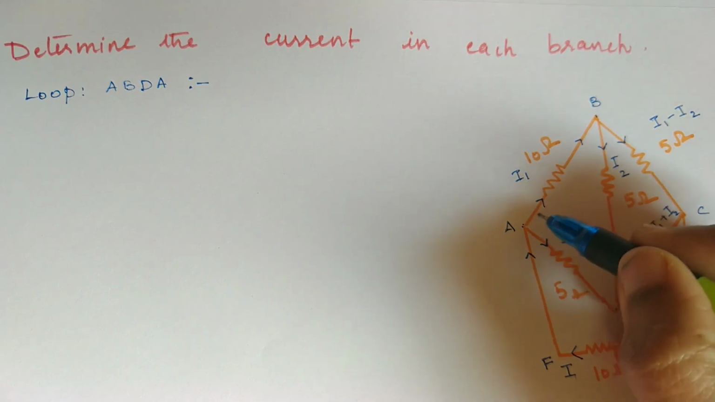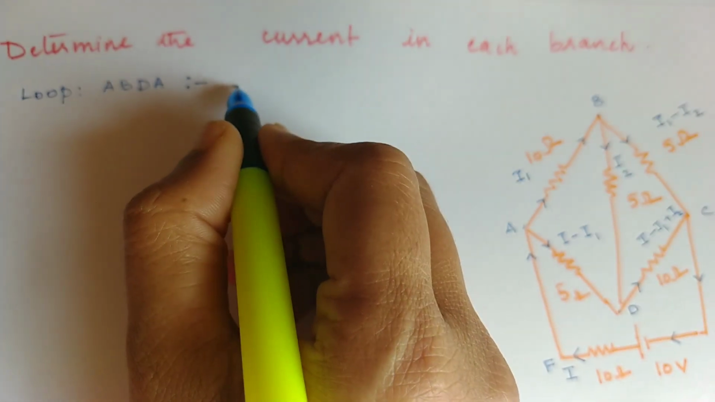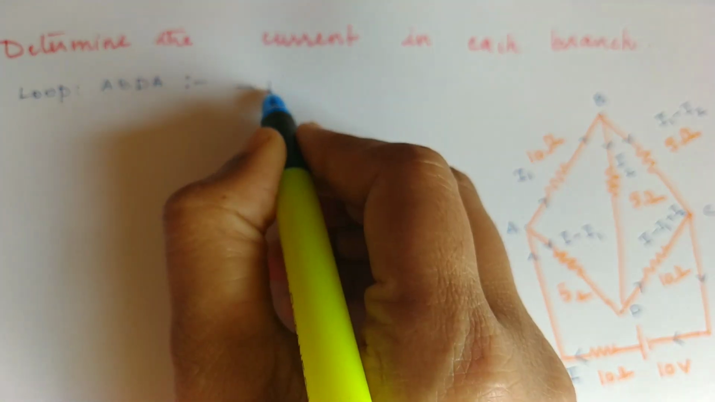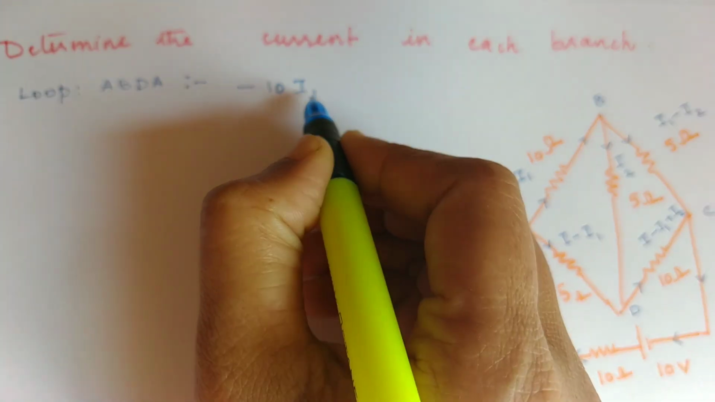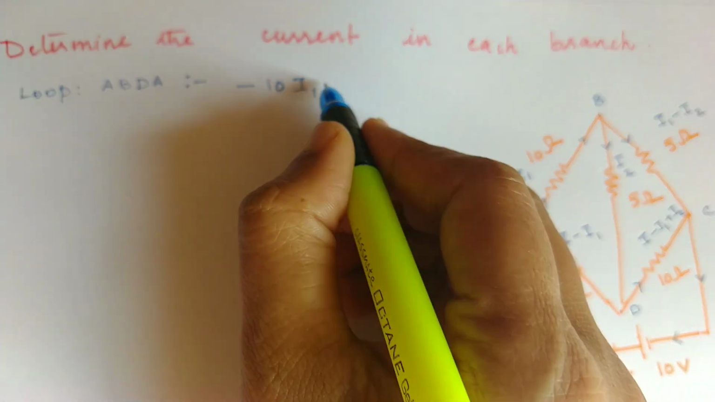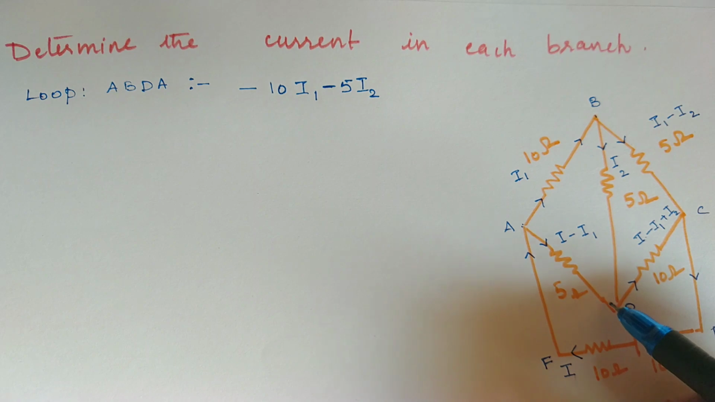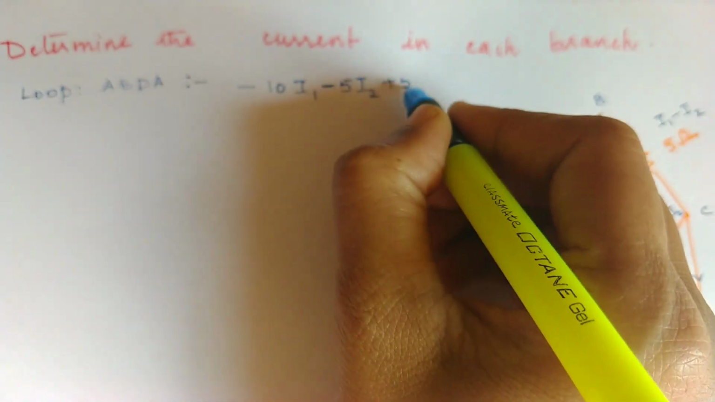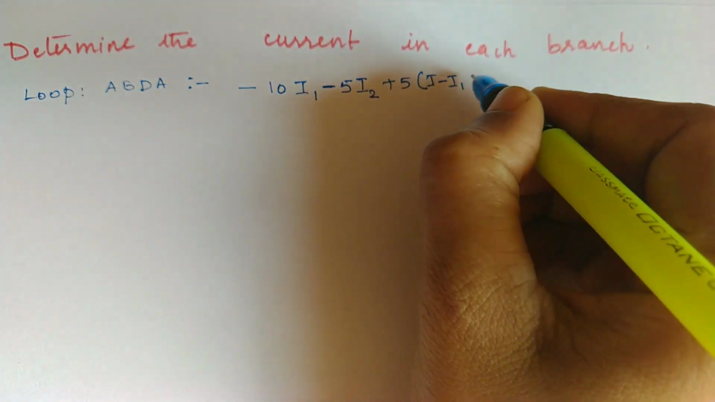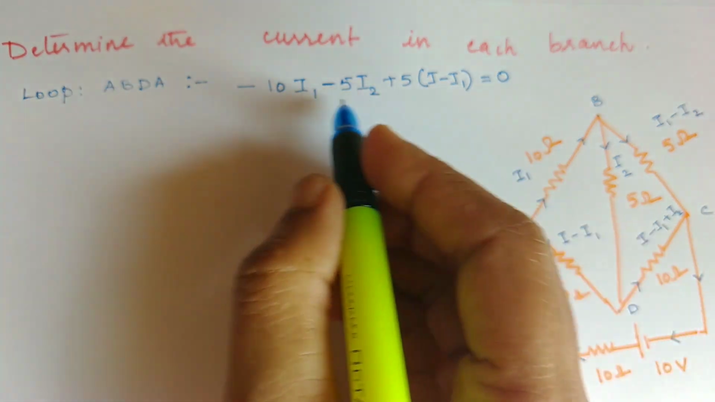Start from A to B, we are moving in the direction of current. In the direction of current, we take negative sign. So minus of current is I1 into 10, so minus 10 I1. Then from B to D, again in the direction of current, minus 5 I2, opposite to current, so plus 5 into I minus I1 should be 0. Take out this 5 common in the whole relation.